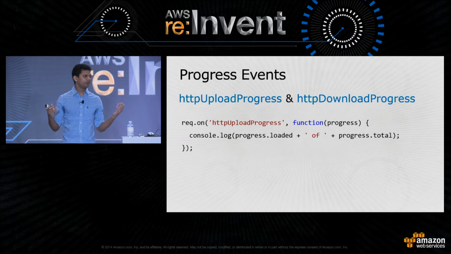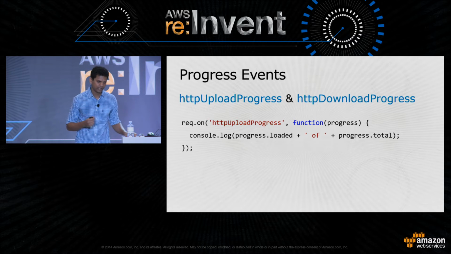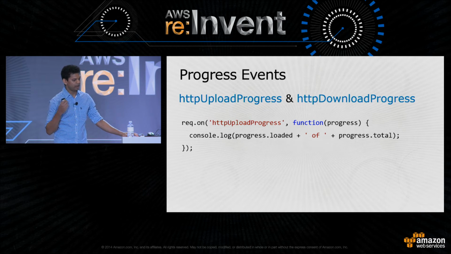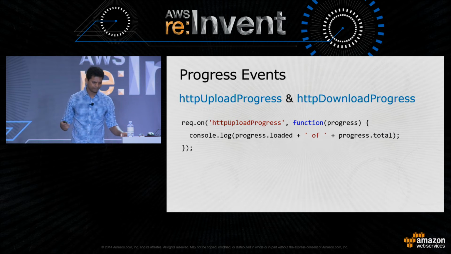In addition to all the lifecycle events that are emitted by the request, there are two special events that are emitted, and these are the HTTP upload progress and HTTP download progress events that are emitted during data transfers. The event listener to both of these events receives a progress object that contains information about the total number of bytes transferred, as well as the content length of the request or response.